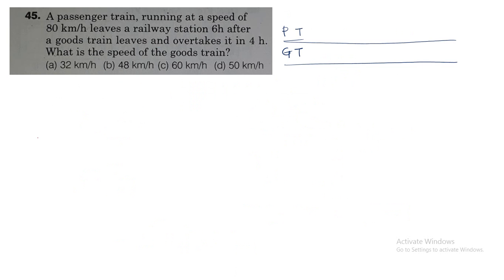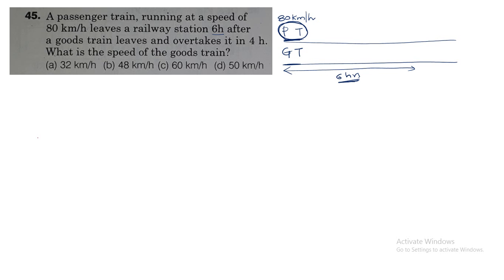Okay. Now what he has given: a passenger train is running at a speed of 80 kilometers per hour, and it leaves a railway station 6 hours after a goods train leaves, right? So this passenger train is at the station, and this goods train has traveled for how many hours? It has traveled for 6 hours. So after traveling for 6 hours, this passenger train started.